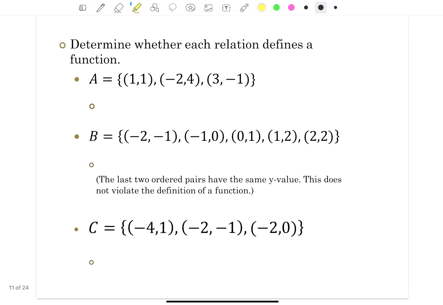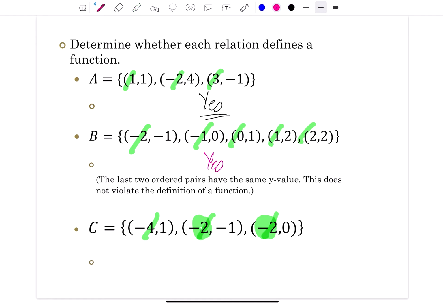Determine if each relation defines a function. So first example, we only need to worry about the x values. Each x value is different, so yes, it's a function. Second example, for the set B, each x value is different, so we would say yes, it's a function. For the third example, we do have repeating x values. So x values are repeating, that is not a function. Input values are repeating, it is not going to be a function.